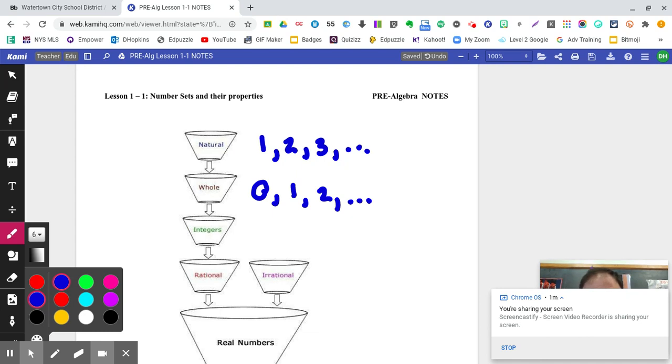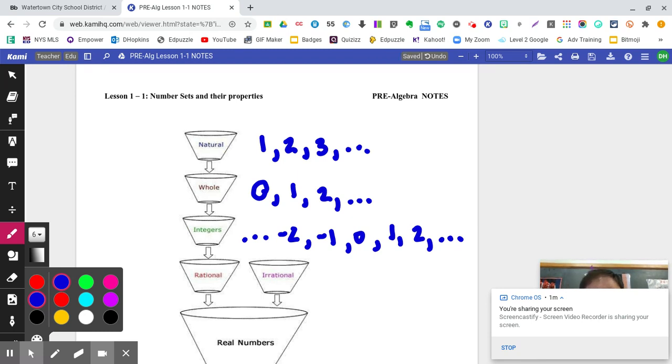The integers are all the whole numbers and their opposites. So -2, -1, 0, 1, 2, and so on.